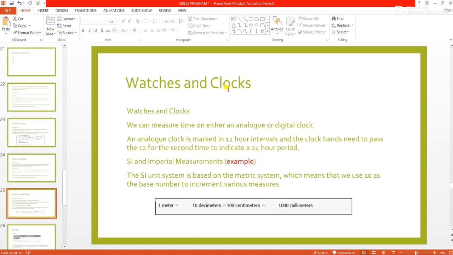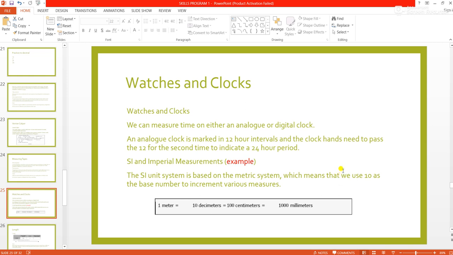And also we've got watches and clocks. We can measure time on either an analog or a digital clock. An analog clock is marked in 12-hour intervals, and the clock hands need to pass the 12 for the second time to indicate a 24-hour period. And also we have SI and imperial measurements. SI is the standard international unit system, based on the metric system, which means that we use 10 as the base number to increment various measures.